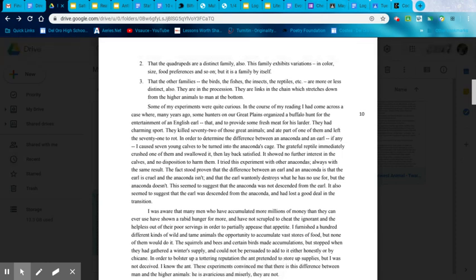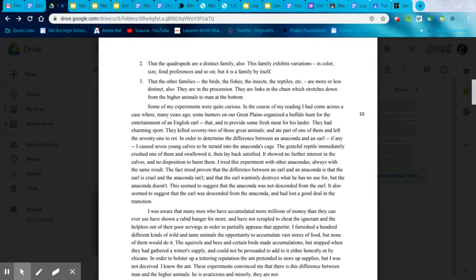In order to determine the difference between an anaconda and an earl, if any, I caused 7 young calves to be turned into the anaconda's cage. The grateful reptile immediately crushed one of them and swallowed it, then lay back satisfied. It showed no further interest in the calves and no disposition to harm them. I tried this experiment with other anacondas, always with the same results.